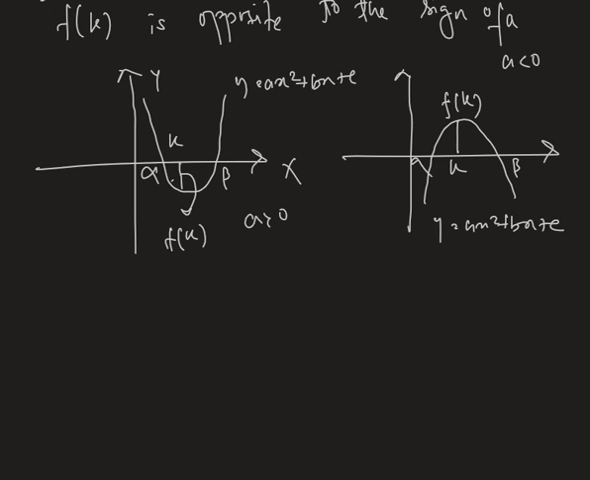Thus a number k lies between the roots of a quadratic equation if d is greater than 0 and a times f(k) is less than 0. Now we try to illustrate this with an example.